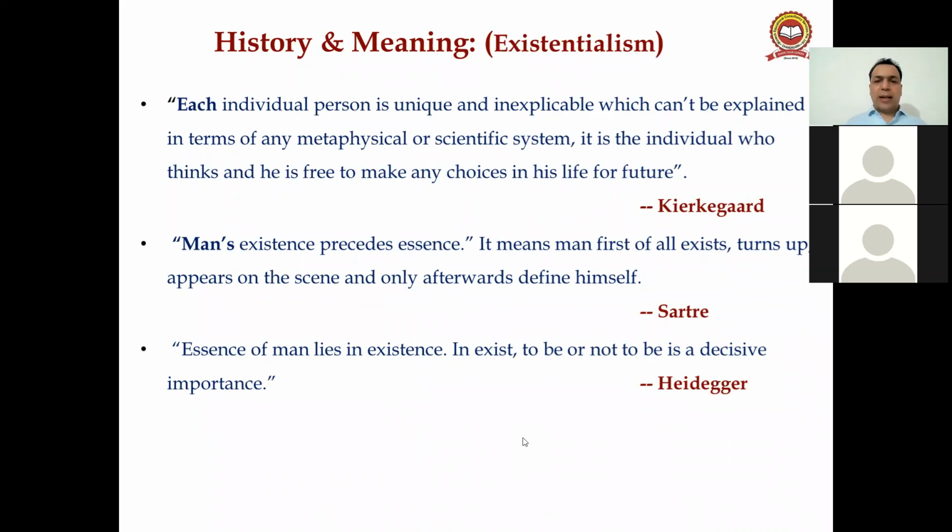First, the definition of Kierkegaard: each individual person is unique and inexplicable, which can't be explained in terms of any metaphysical or scientific system. It is the individual who thinks, and he is free to make any choices in his life or future. This philosophical movement was given by Soren Kierkegaard during the 19th century. Sartre said that man's existence precedes essence, meaning man first of all exists. And Heidegger also said that the essence of man lies in existence.